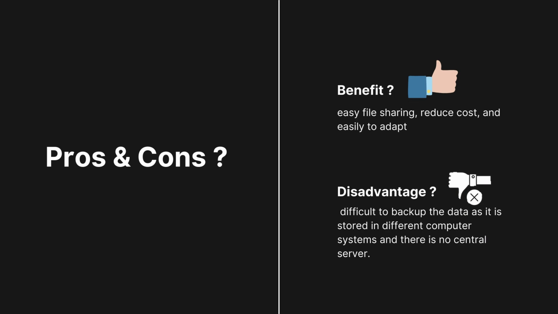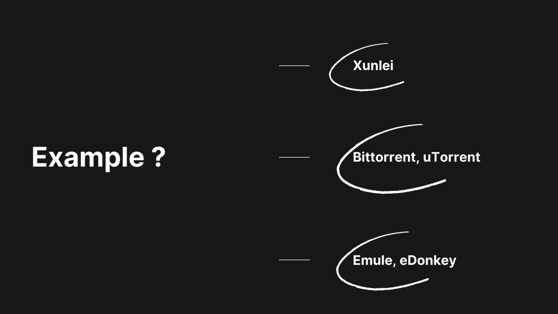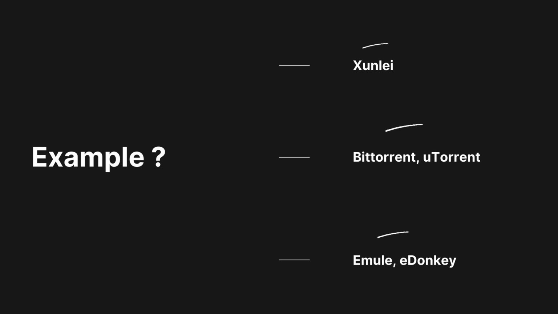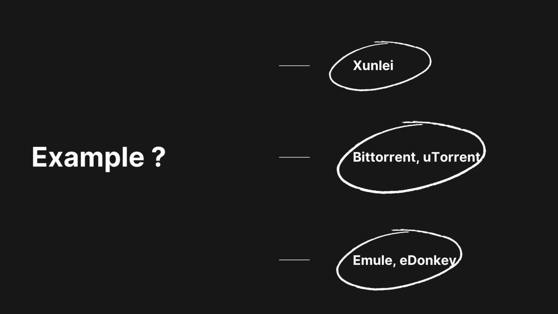So for the benefit and disadvantage, the benefit is it is easy for file sharing, reduces cost, and is easy to adapt. And the disadvantage is it is difficult to back up the data as it is stored in different computer systems and there is no central server. So the examples of peer-to-peer network are Zunlei, BitTorrent, UTeM, Email and eDonkey.